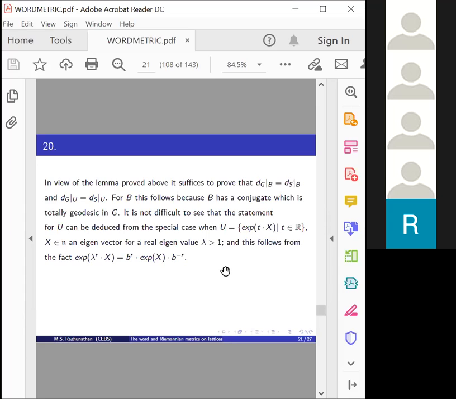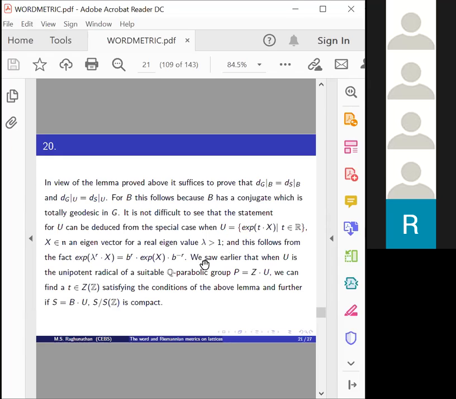So basically it says the distance in S restricted to U behaves again like the norm. Now, this is a case when U is actually generated by the exponential of an eigenvector, exponential tx, the one parameter group of an eigenvector. But the general case, we're assuming it's generated by these.